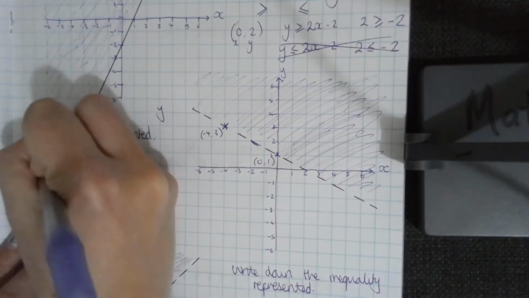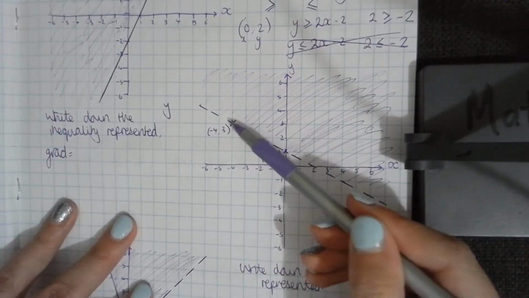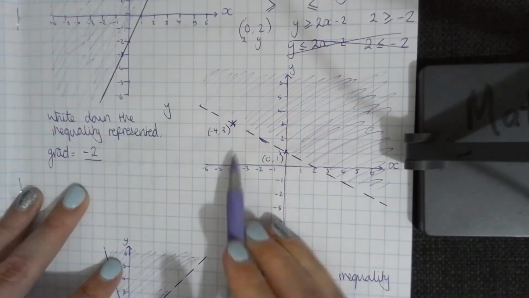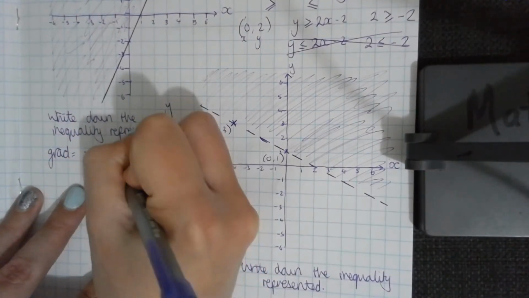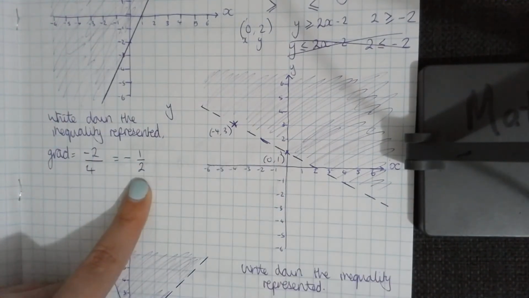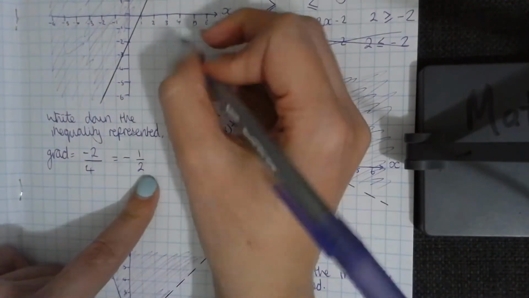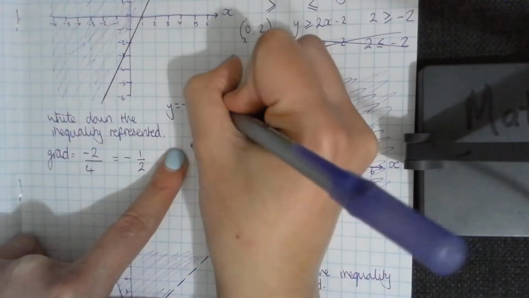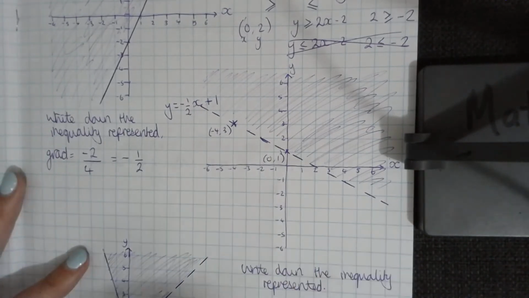Okay, so we do the gradient, which is change in y. It's actually decreasing because it's gone from 3 to 1. So it's -2 over the change in x. So we've gone from -4 to 0, which is 4. And that simplifies to -1/2. So my equation would have been y equals mx, which is the gradient, so -1/2x, and then my y-intercept, which is +1. So that would have been the equation of the straight line, okay?